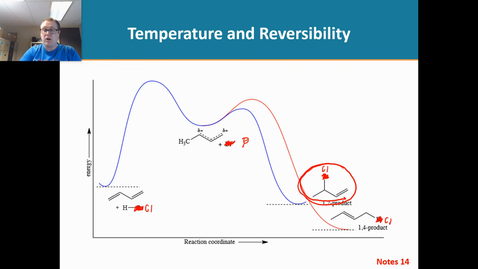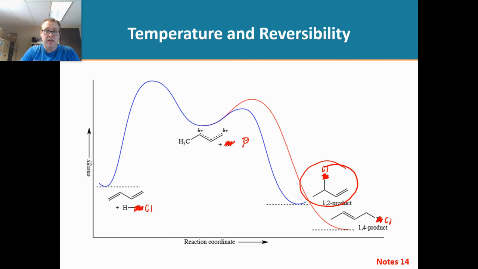So when we're at cold temperatures, this product right here does not have enough energy to go in the reverse direction and go back. That hill is too tall to climb. It cannot go backwards. But when heat is applied, then it has enough energy to go back. And when it goes back and it's reversible, eventually the majority of the molecules are going to end up as the 1,4 product.